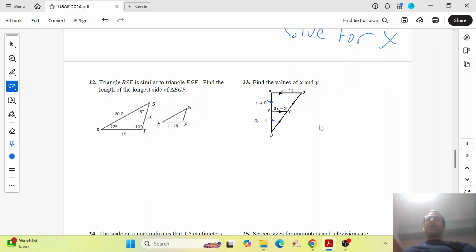So that means we're going to have y plus 8 equal to 2y minus 4. And then you've got a bigger triangle with a smaller triangle. Solve for y first and plug back in. We're going to keep all our y's positive, so we'll subtract y from this side. So 2y minus y is 1y.